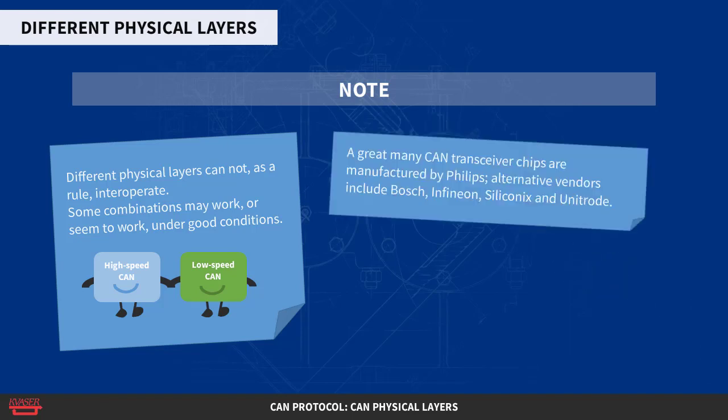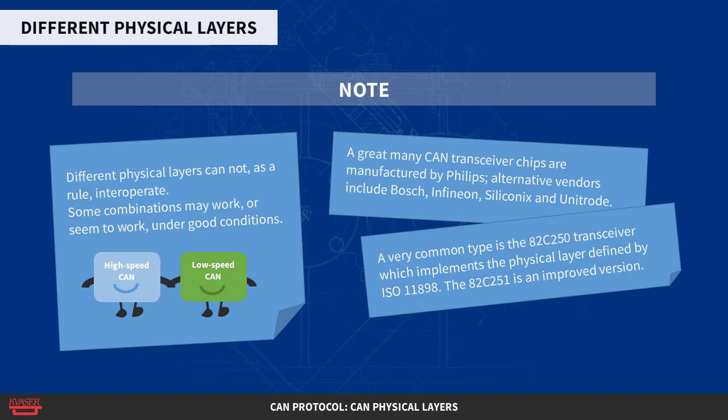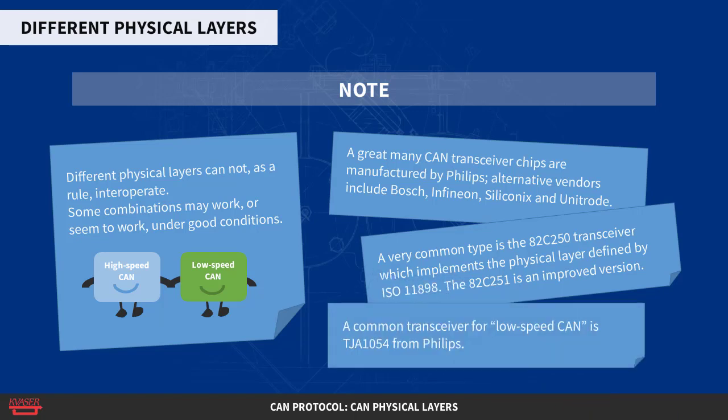A great many CAN transceiver chips are manufactured by Philips. Alternative vendors include Bosch, Infineon, Silicon-X, and others. A very common type is the 82C250 transceiver, which implements the physical layer defined by ISO 11898. The 82C251 is an improved version. A common transceiver for low-speed CAN is TJA 1054 from Philips.